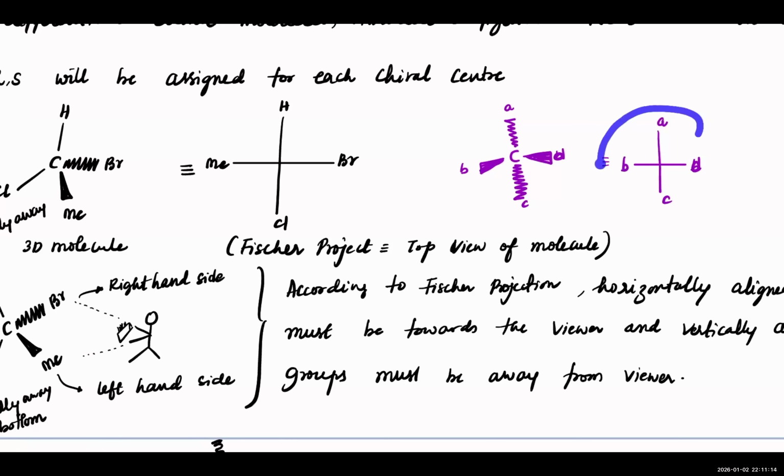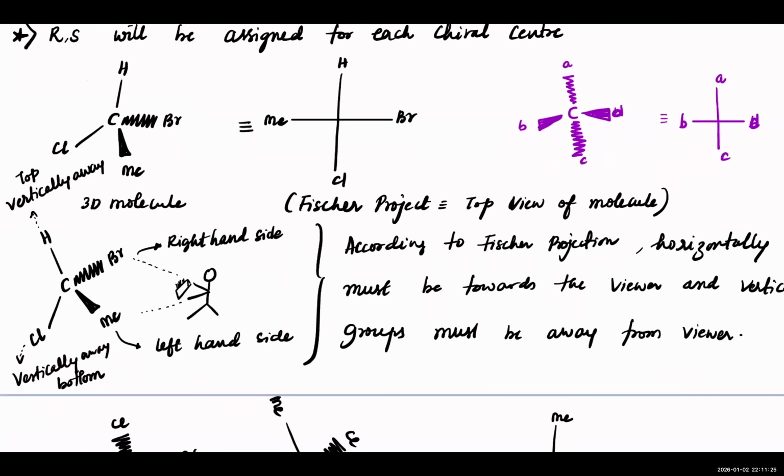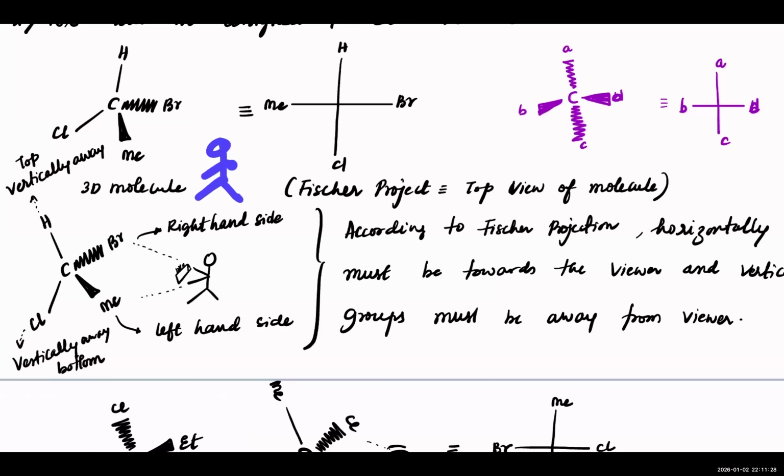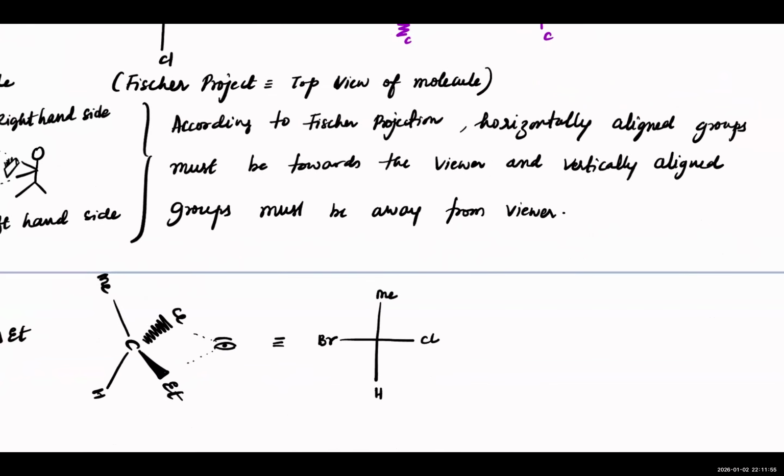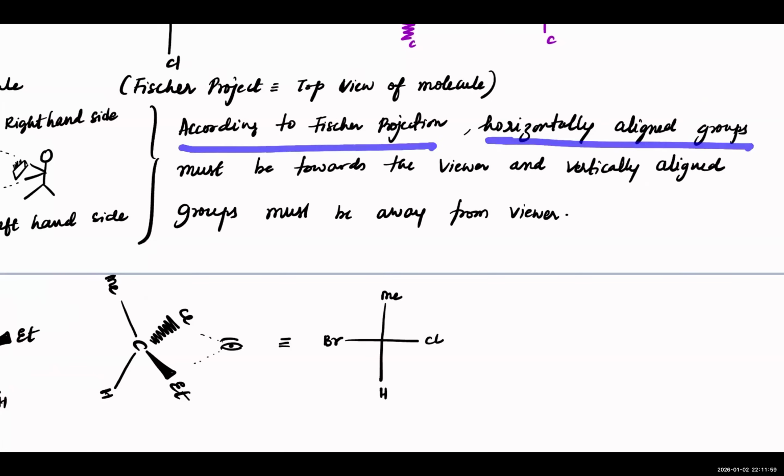Now, this type of two-dimensional figure is what we call Fischer projection. So Fischer projection in a way is also called the top view of the molecule. If I stand here and take the picture of this molecule, I should make sure that this hydrogen and chlorine are going away from the viewer, which means they are on the vertical line here, and this methyl and bromine are on the horizontal line. Got it? This is a very important rule that needs to be followed. According to the Fischer projection, horizontally aligned groups must be forward towards the viewer and vertical groups should be away from the viewer.